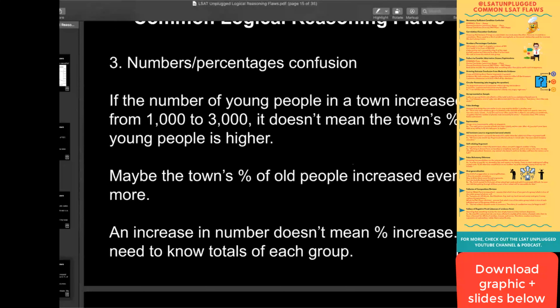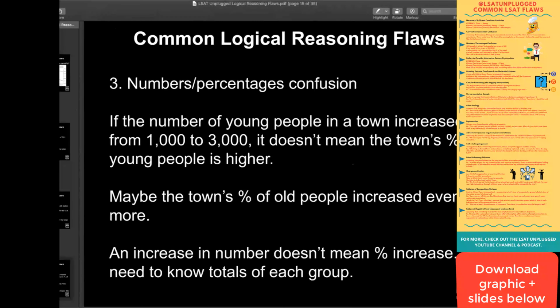And then we also have increases and decreases. So if the number of young people increases from 1,000 to 3,000, even though the number of young people has increased, it doesn't mean that the relative percentage of the population has increased, because we're not looking at the total pie, the total population of people in the town overall. It's possible that the town's population exploded across all demographics, across all ages, and maybe the percentage of old people increased even more. So an increase in the number of people doesn't mean an overall percentage increase in terms of them taking up a larger part of the pie. We need to know more about all the groups involved, not just one select specific group.